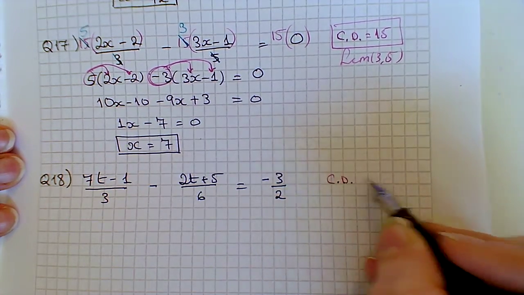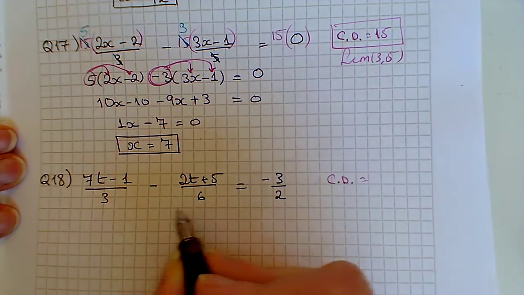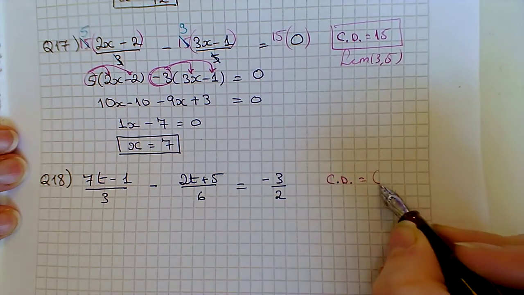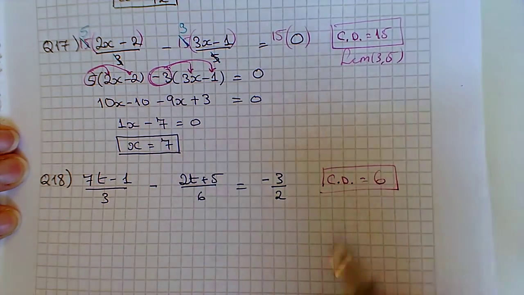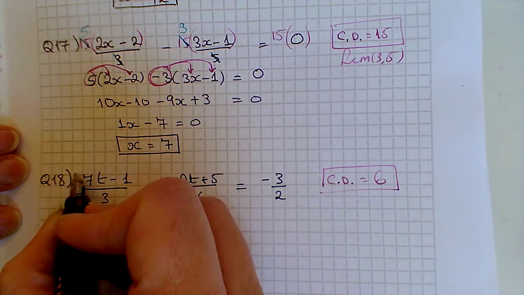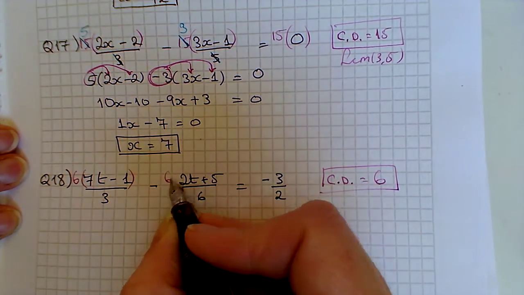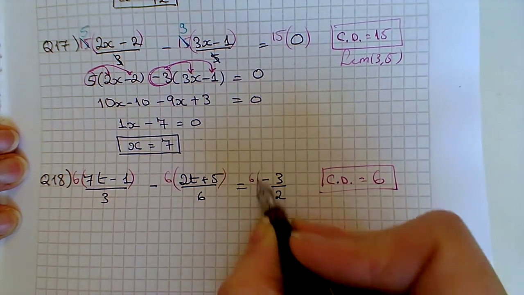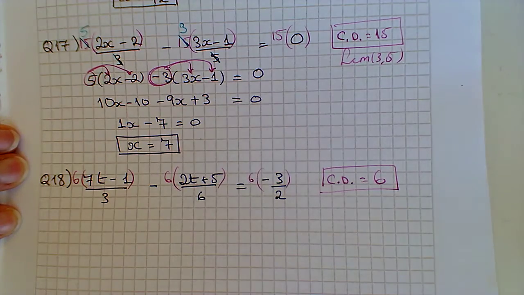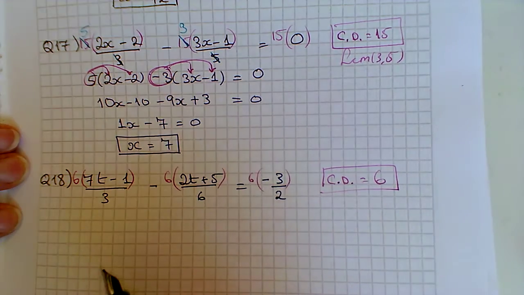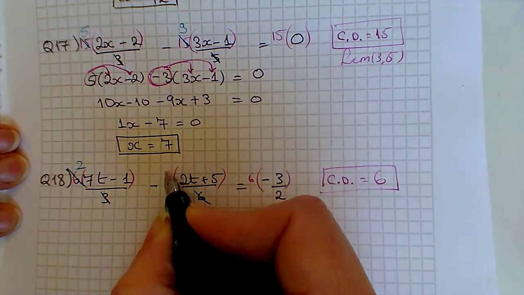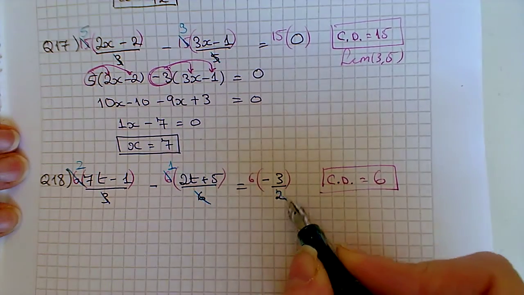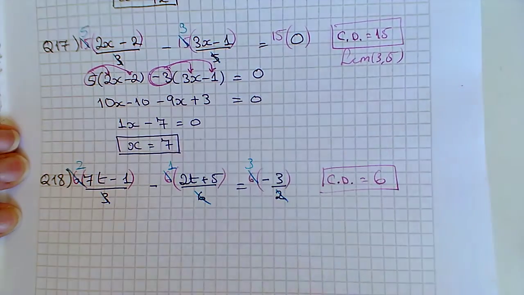My common denominator then will be something that all three of those go into: 6. Because 3 goes into 6, 6 goes into 6, and 2 goes into 6. I must multiply this by 6, I must multiply this by 6, and I must multiply this by 6. I always multiply all of the terms. 3 goes into 6 twice, 6 goes into 6 once, 2 goes into 6 3 times. And then I write it down.